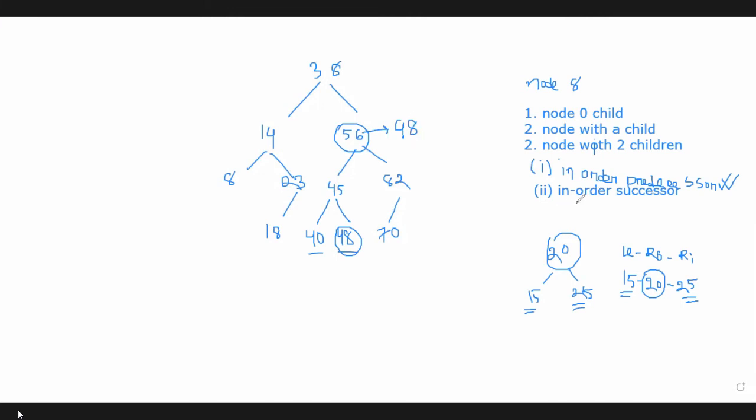Okay, and another way is by taking the in order successor. Successor means take a node from the right subtree. So this is the right subtree. Now which one should we choose? The node with the smallest value should be chosen. So here 82 and 70, which one has a lower value? Obviously 70. So replace 56 by 70. So after replacing this root node by 48 or by 70, then we have to delete it here.